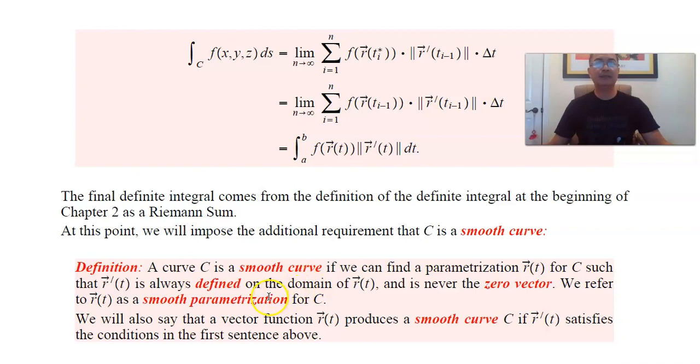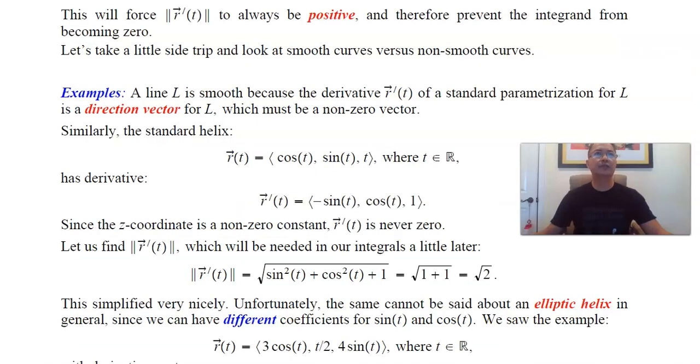Okay, so it basically means that the derivative is always defined, and it is never the 0 vector, right? So we call r of t a smooth parametrization for C. We will also say that r of t produces a smooth curve C if r prime satisfies these two conditions. With that restriction, the magnitude of your derivative will always be positive, and so your integrand will be prevented from becoming 0, unless the function itself is 0, and there's nothing wrong with that.